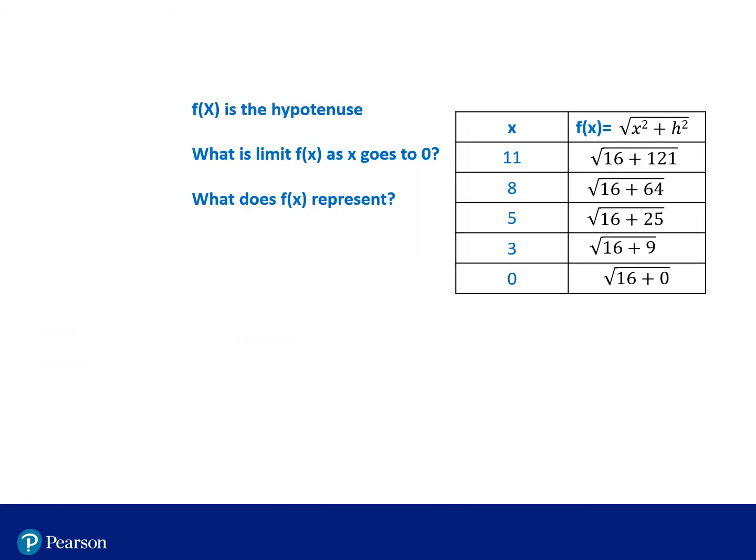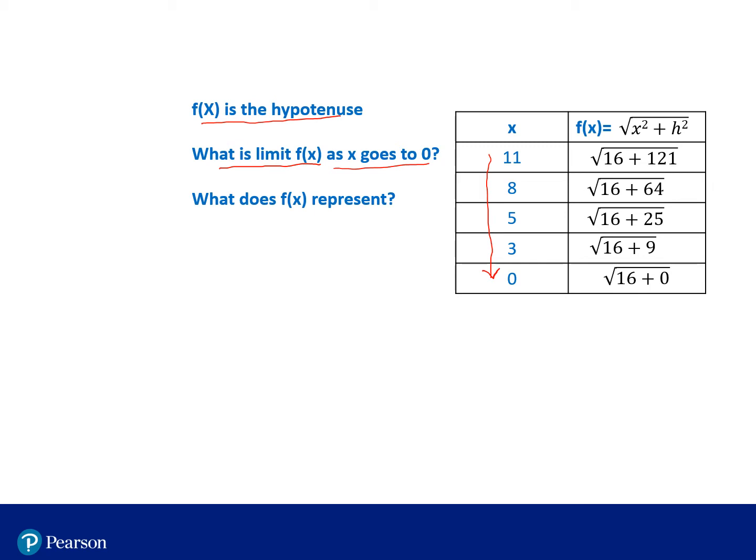Here is an example, and this example is about f of x, the hypotenuse. What we want to know is the limit of f of x, that means the limit of the hypotenuse, as x goes to 0. We want to set x to 0. These are the values for x. So x starts from 11, and we want x to drop all the way to 0, as if we are taking the limit until it goes to 0.